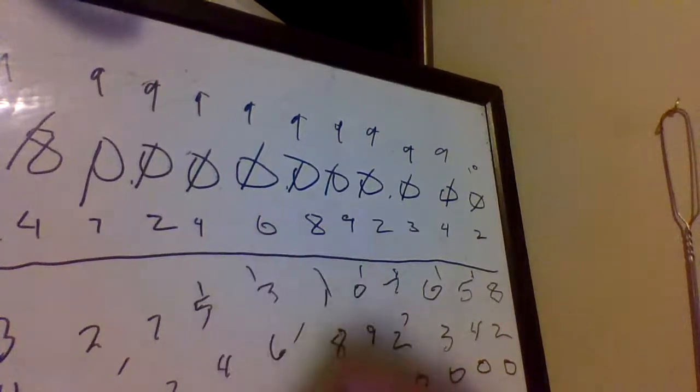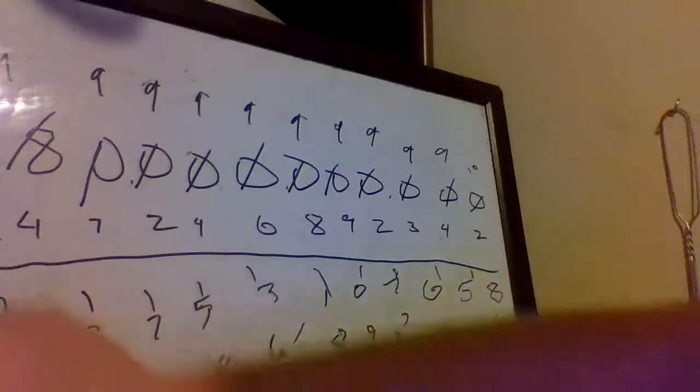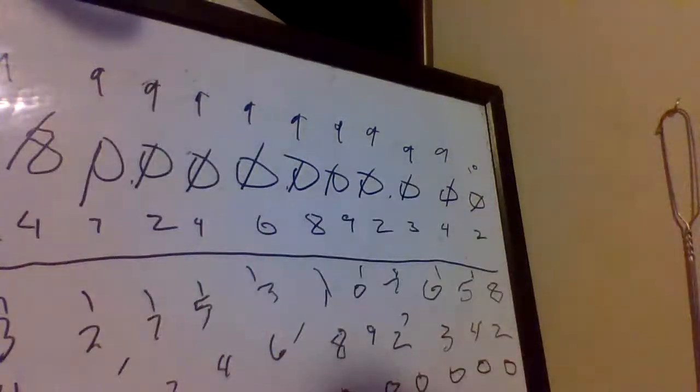Carry your 1. 5 plus 4 is 9, plus 1 is 10. Carry your 1. 7 plus 2 is 9, plus 1 is 10. Carry your 1. 2 plus 7 is 9, plus 1 is 10. Carry your 1. 3 plus 4 is 7, plus 1 is 8. So we got 80 billion, and we started with 80 billion. So we know we're right.